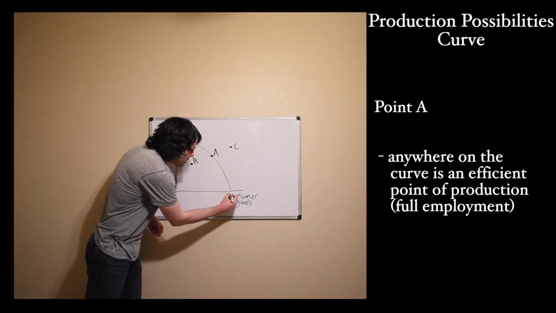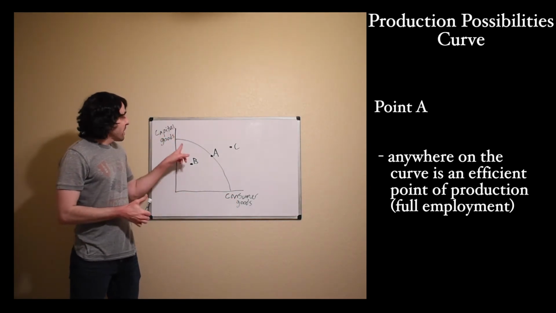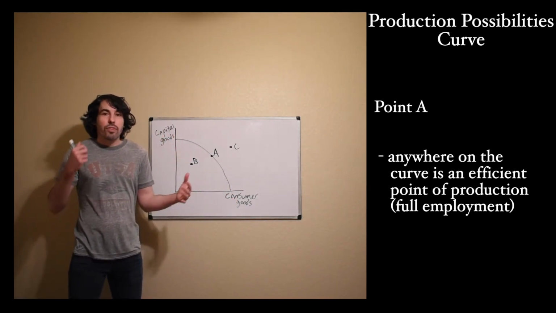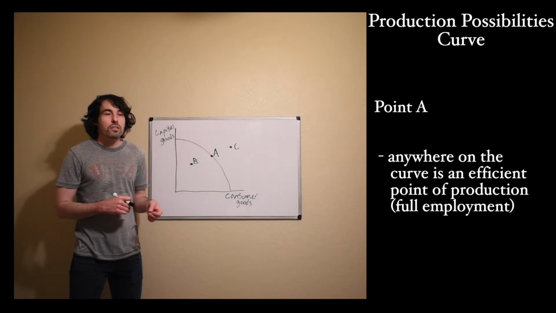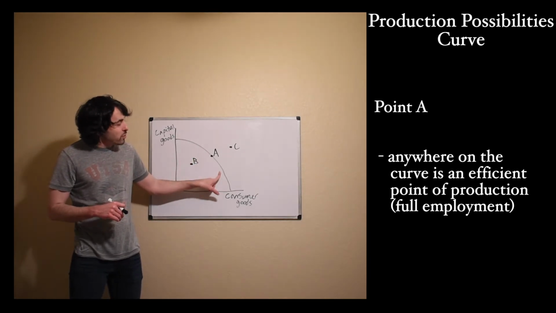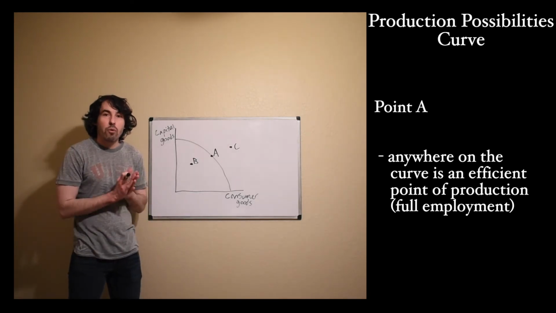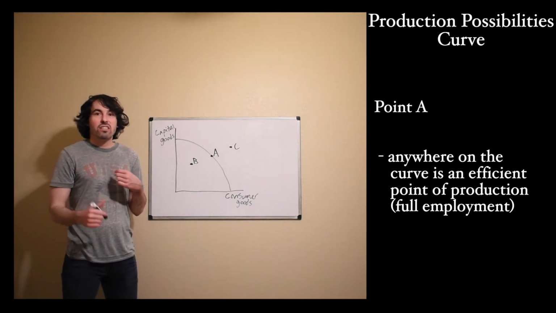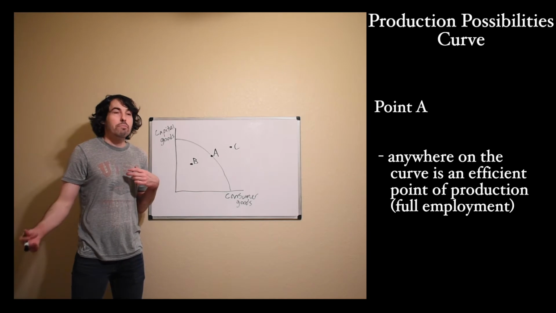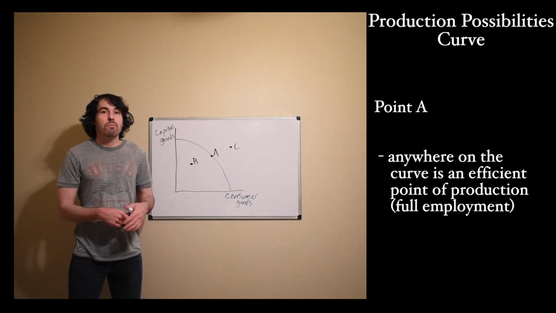Oops, I erased. Or we could be making nothing but capital goods, and again, that would still be an efficient use of resources. So this represents full employment output, making your full potential. You're not wasting any resources. You don't have machines sitting around not being used. You don't have people out of work, unemployed, sitting at home.